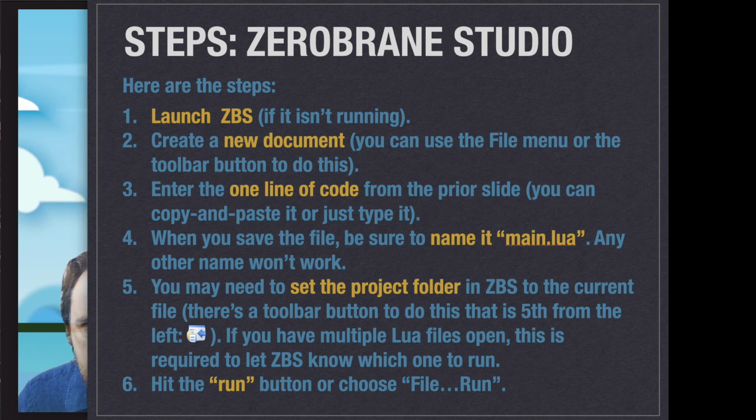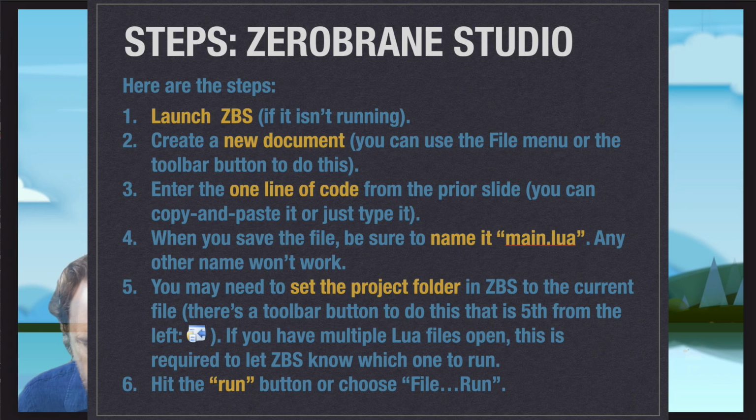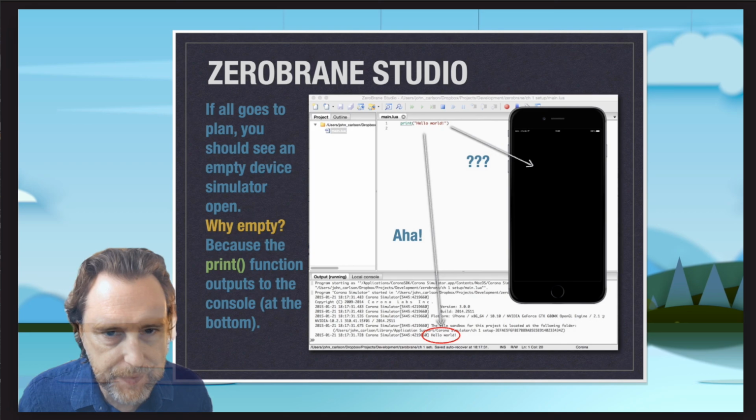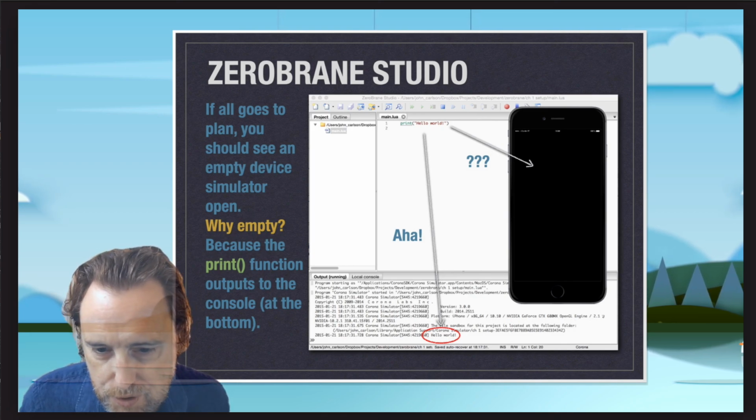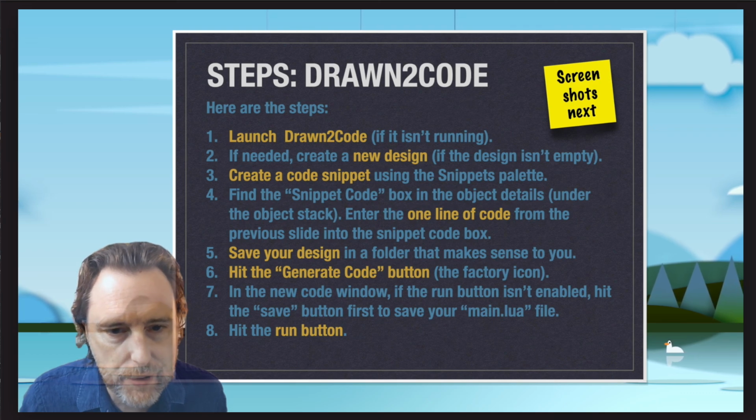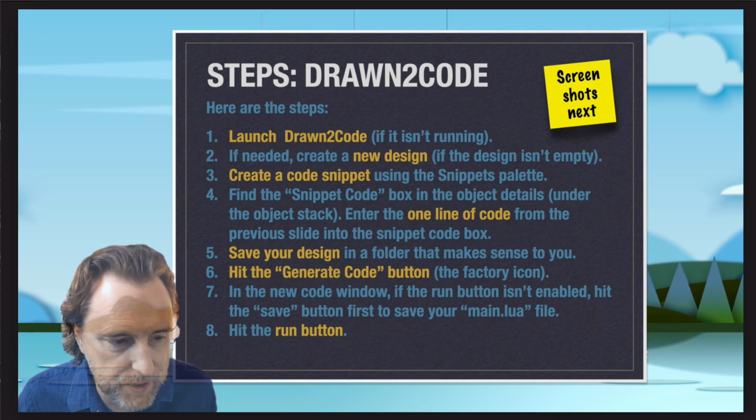Let me get back to the keynote then. All right. So the keynote steps you through what we just did live, but there's the ZeroBrane, which you should have seen, something like that. Drawn2Code steps. It didn't read through, but this is what we did.